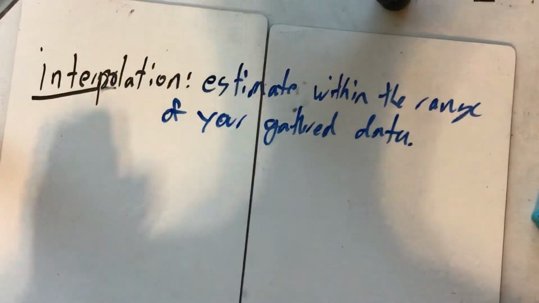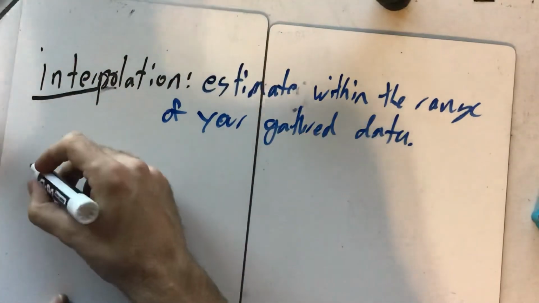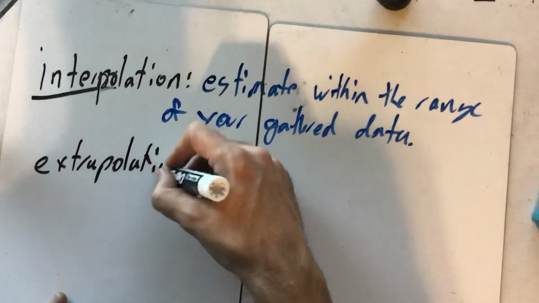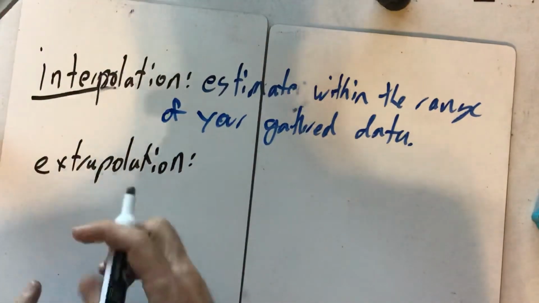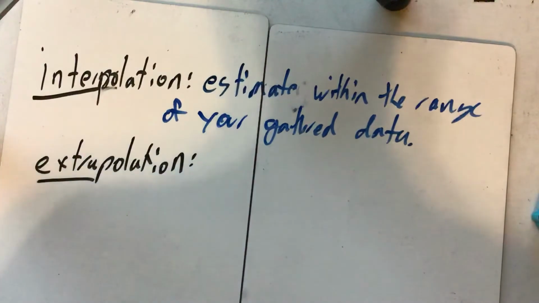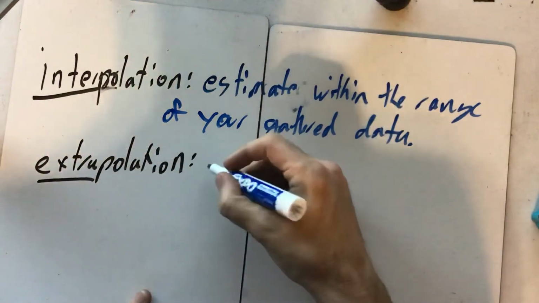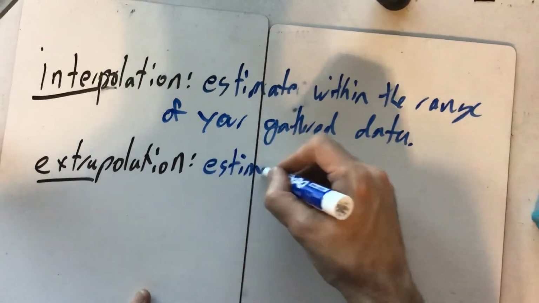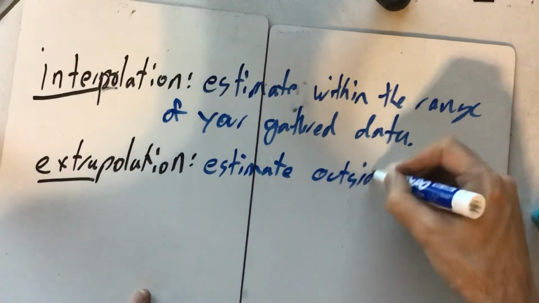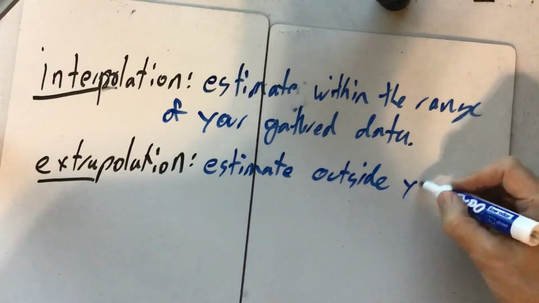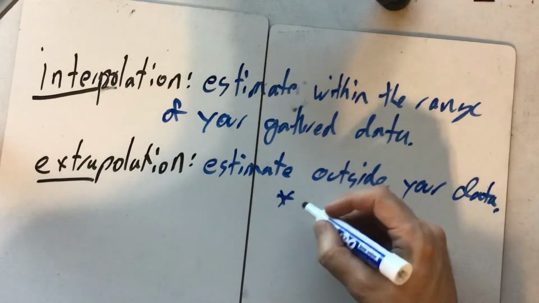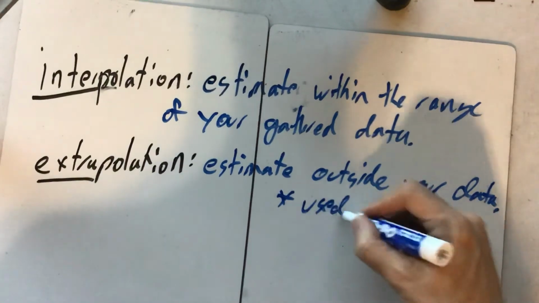However, that should be compared to extrapolation. And when you look at extrapolation, what you see is the word extra in here. And extra usually means you're going beyond or you're doing something extra. And an extrapolation is an estimate outside your gathered data. Extrapolation should be used with caution.